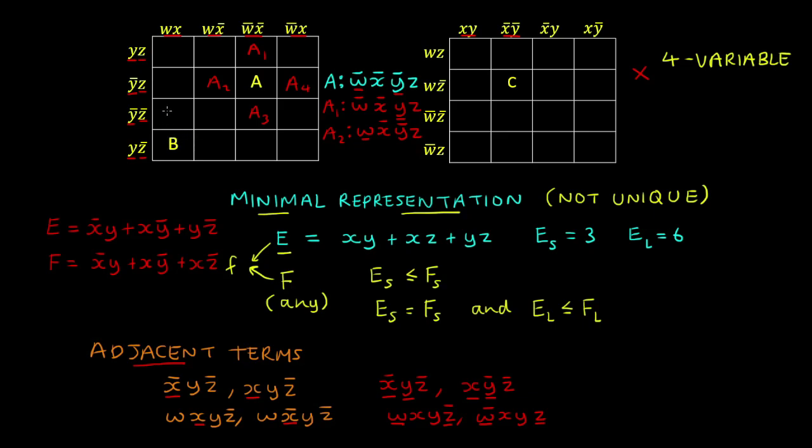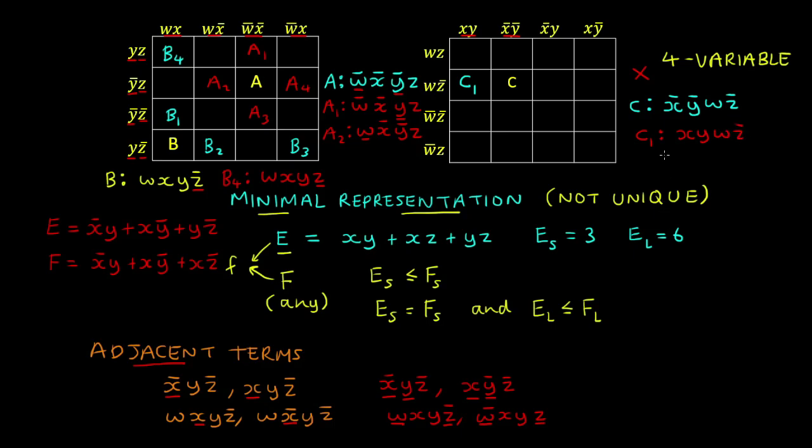And the terms adjacent to B are as follows. So as we can see, the representation of B is w x y z bar. And if we look at B4, that's w x y z. So these differ by exactly one literal, and therefore these two terms are adjacent. And you can also verify that B1, B2 and B3 are also adjacent to B. So we can see in this invalid Karnaugh map that C1 is not adjacent to C, because C is x bar y bar w z bar, and C1 is x y w z bar. So these two terms differ by more than one literal, so they're not adjacent.